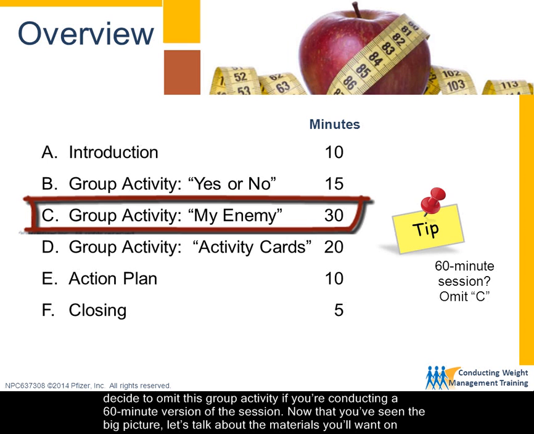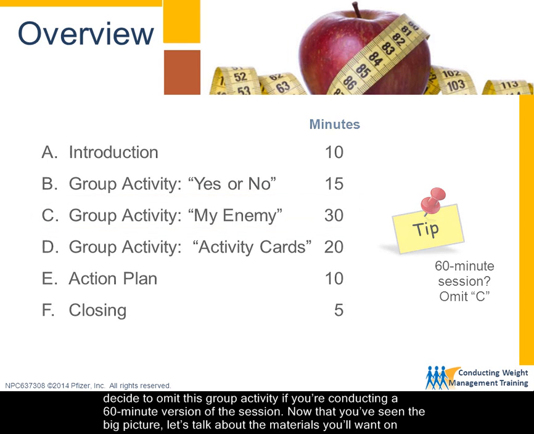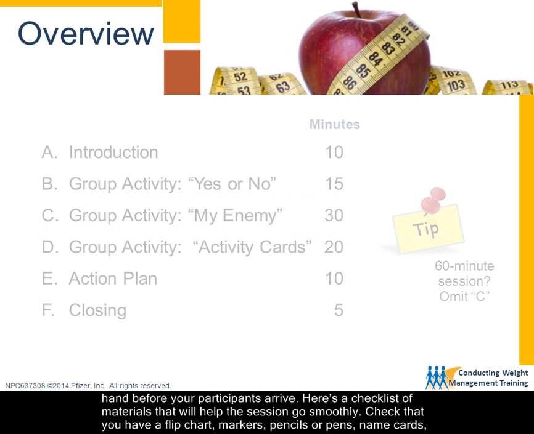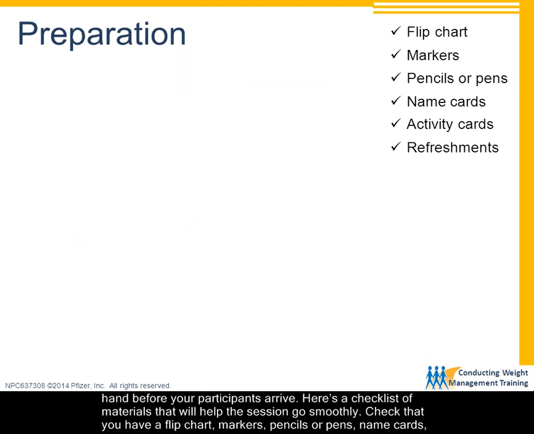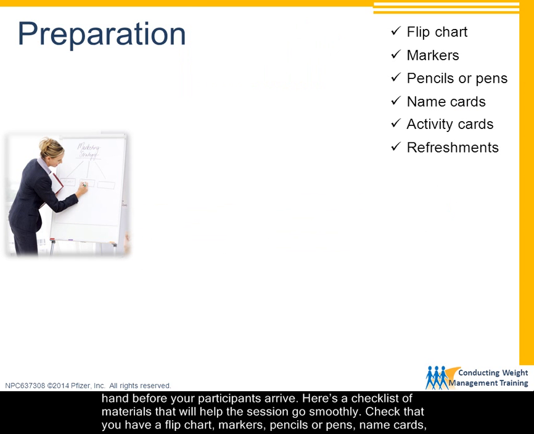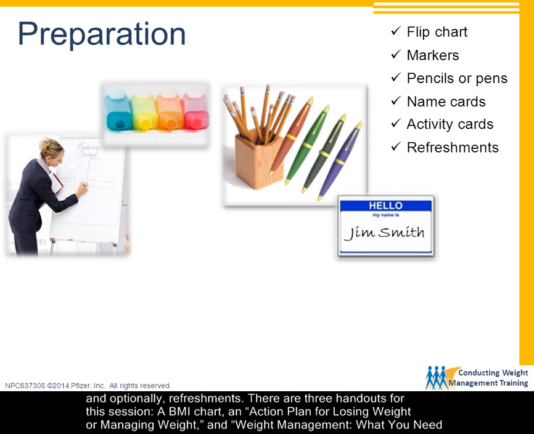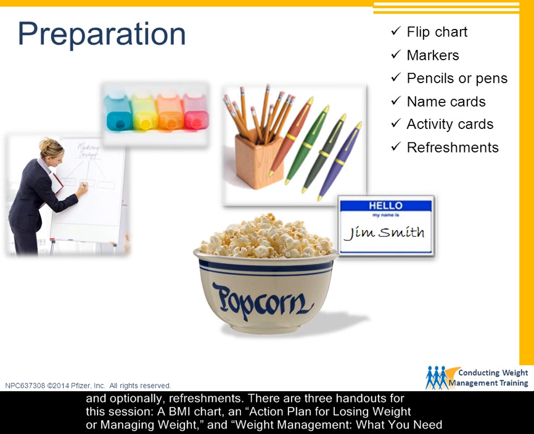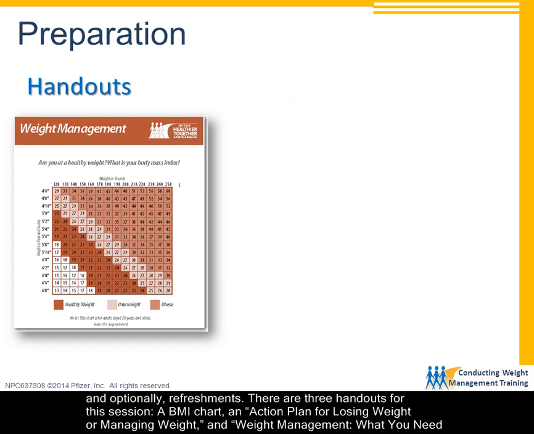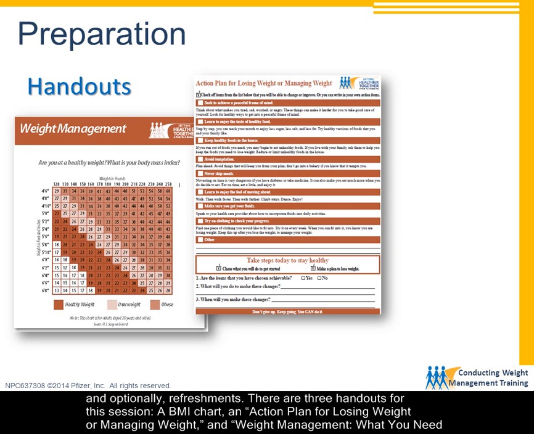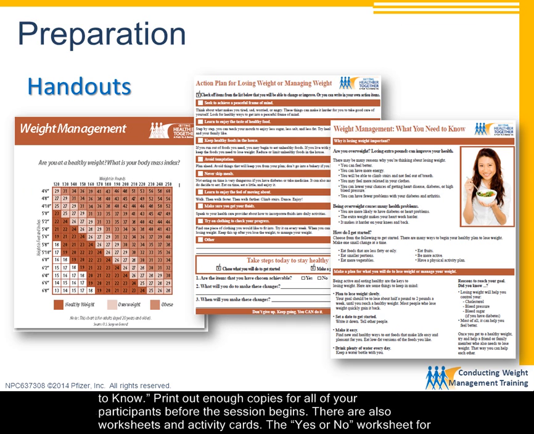Now that you've seen the big picture, let's talk about the materials you'll want on hand before your participants arrive. Here's a checklist of materials that will help the session go smoothly. Check that you have a flip chart, markers, pencils or pens, name cards, and optionally refreshments. There are 3 handouts for this session: a BMI chart, an action plan for losing weight or managing weight, and Weight Management, What You Need to Know. Print out enough copies for all of your participants before the session begins.